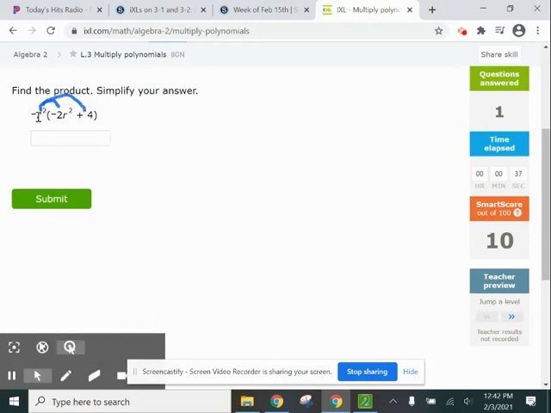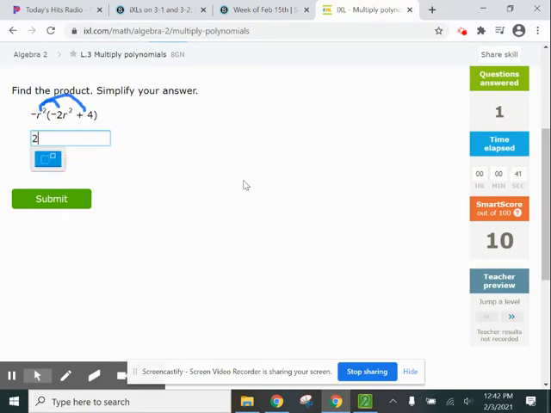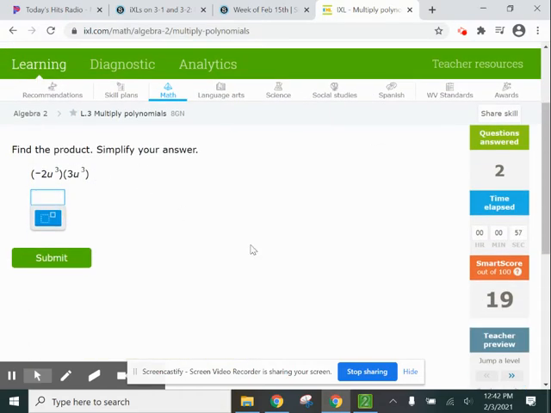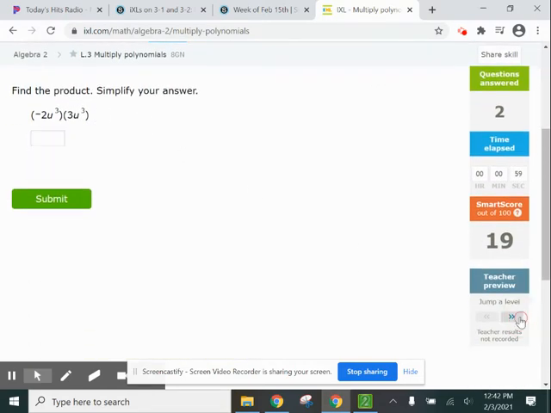And when you do that, negative r squared times negative 2r squared is going to be a positive 2r. And again, I have to add my exponents. So that's going to be to the 4th power. Negative r squared times a positive 4 is going to be negative 4r squared. And as you continue to move through this section, notice this is another monomial times monomial.